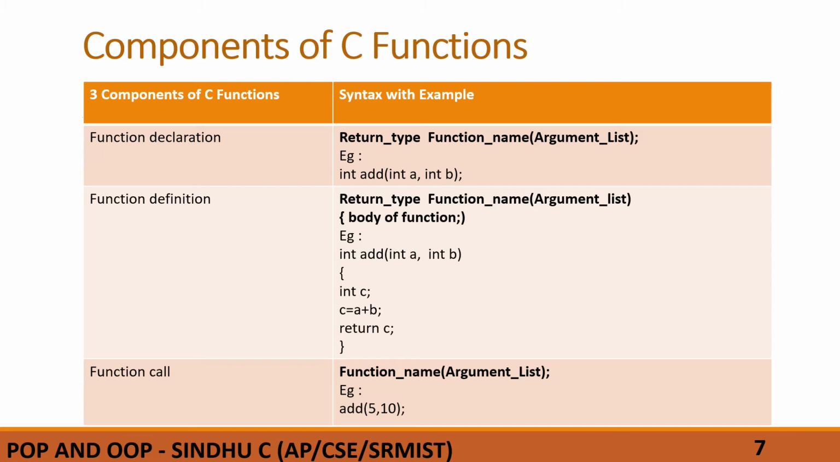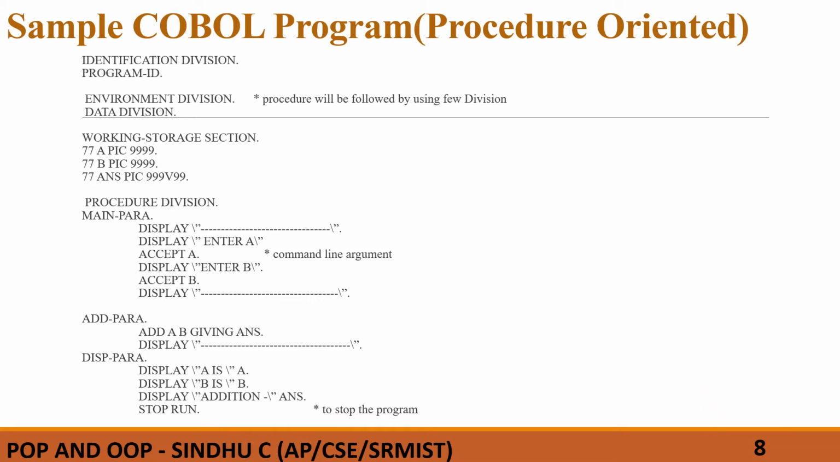So basically C is a procedure oriented programming language. Here is another example in the form of COBOL. So COBOL is a procedure-oriented language. Here you can see there are multiple divisions. Program ID is given under identification division, and coming to the storage section, the variables A, B, ans are to be stored. So that is mentioned. Coming to the procedure division, this is the main part where what is to be done is explained.